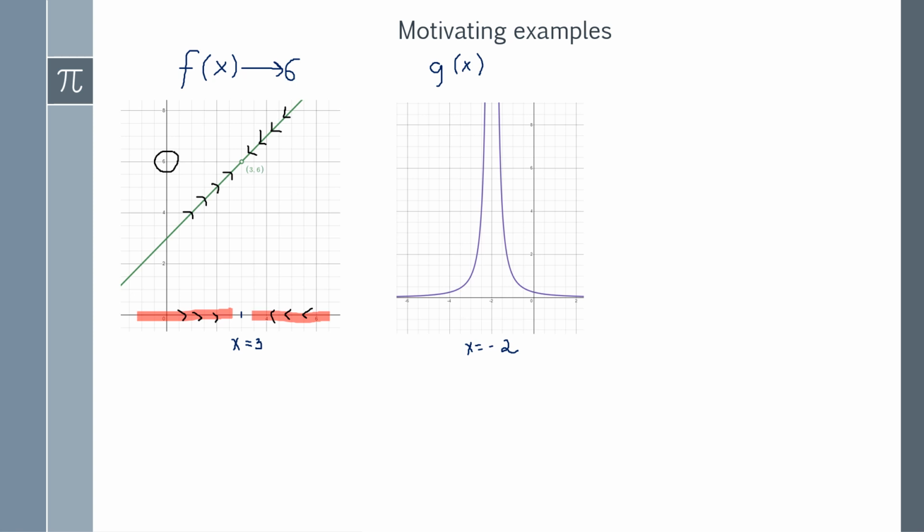And what happens to our function as we get closer and closer to -2? Well, let's take a look at it. Okay, as we approach -2 from the left side, the branch, what does it do?